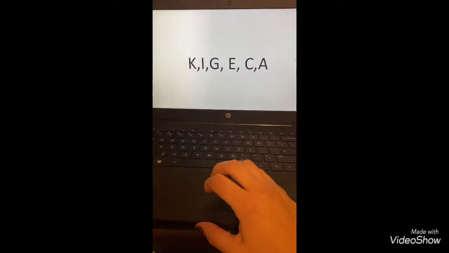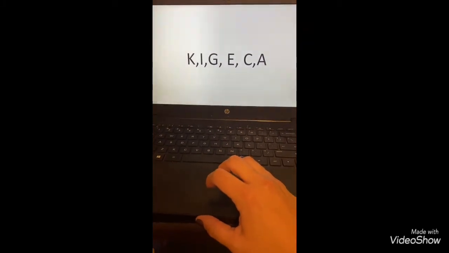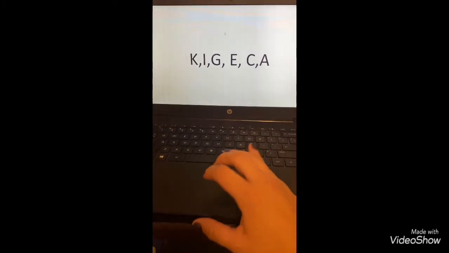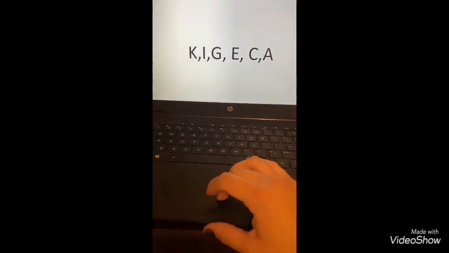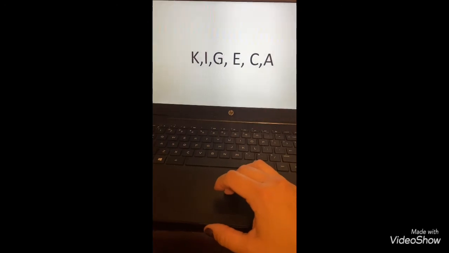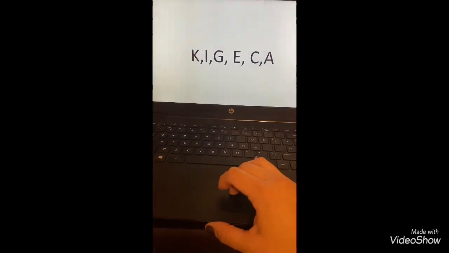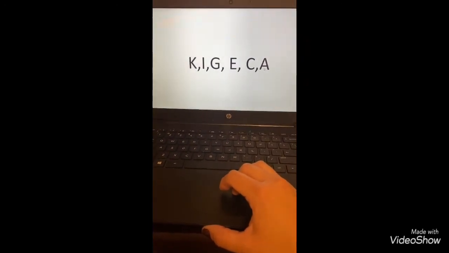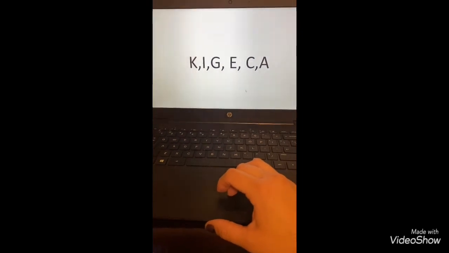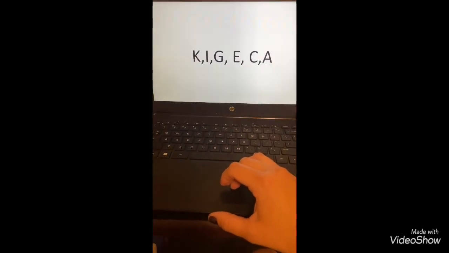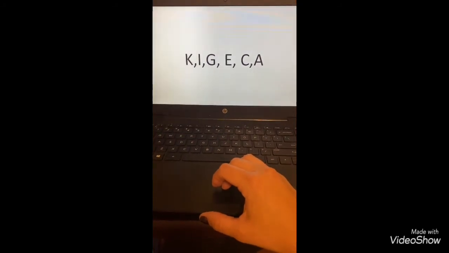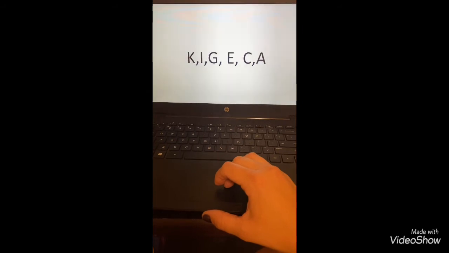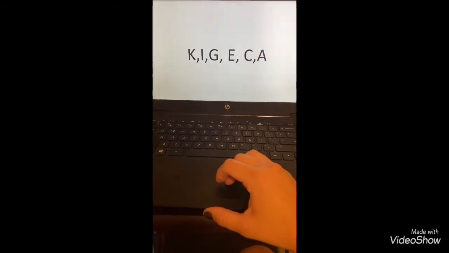All right, we have another one here. This one's kind of tricky. You guys think you can figure this one out? Let's take a look. We have K, I, G, E, C, A. What do we think, friends? Is this decreasing or is this increasing? Is it increasing? Is it going up? Or is it decreasing? Is it going down?